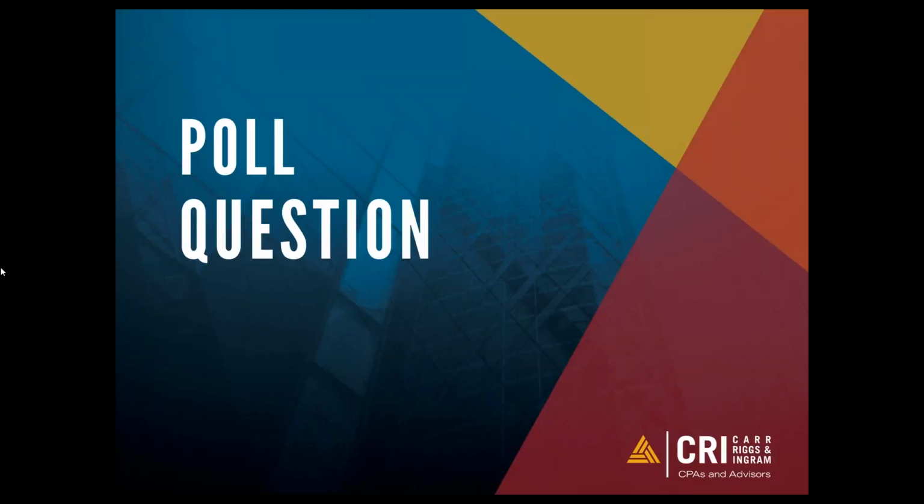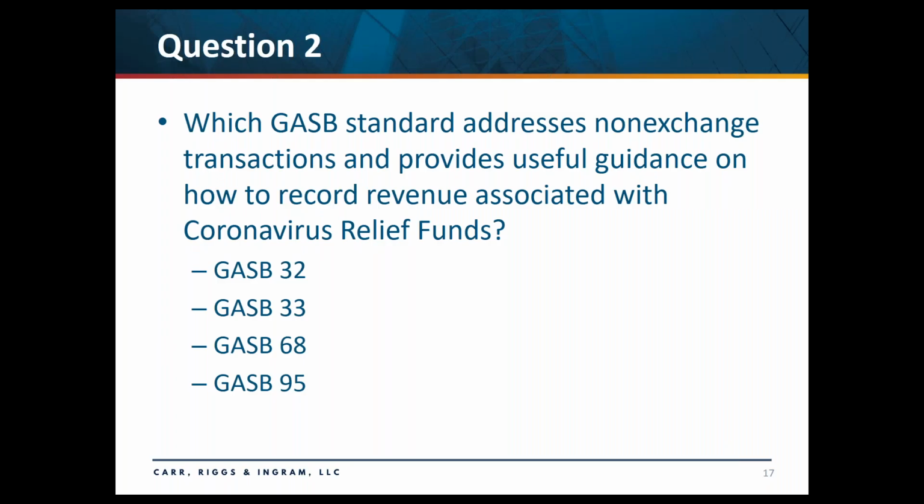Oh, sorry, we have our second polling question. It came up quick. Our second polling question: which GASB standard addresses non-exchange transactions and provides useful guidance on how to record revenue associated with coronavirus relief funds? Just a quick update, based on a system limitation within GoToWebinar, some of these polling questions might have to be condensed once we launch the poll, so the wording might be slightly different. The possible answers are GASBs, so you have a 25% chance. April just covered it. Is it 32, 33, 68, or 95?